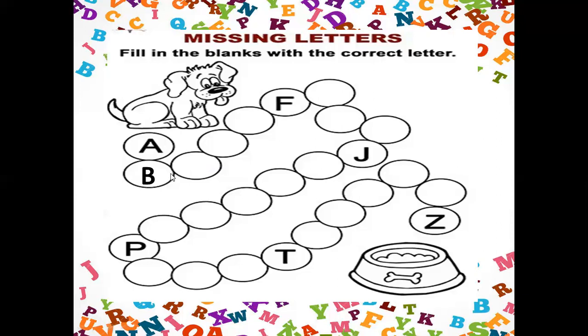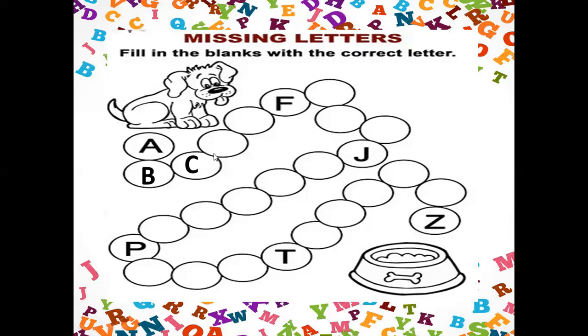So what will you do now? Now we have A and B, but what will come after B? The letter after B is D. Is the letter after B D? No, the letter after B is C. Is it the correct letter C? Yes, this is the letter C. Now we have A, B, C.